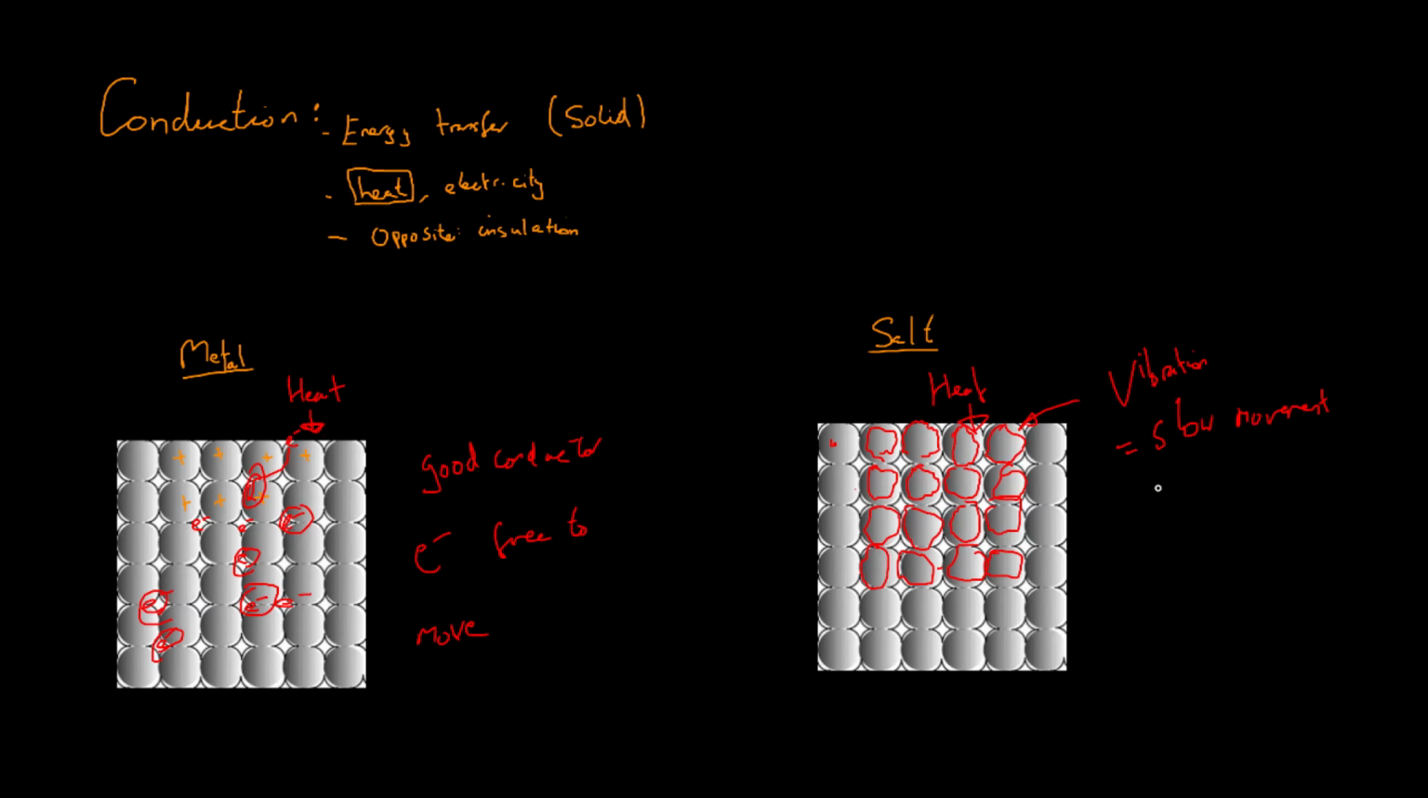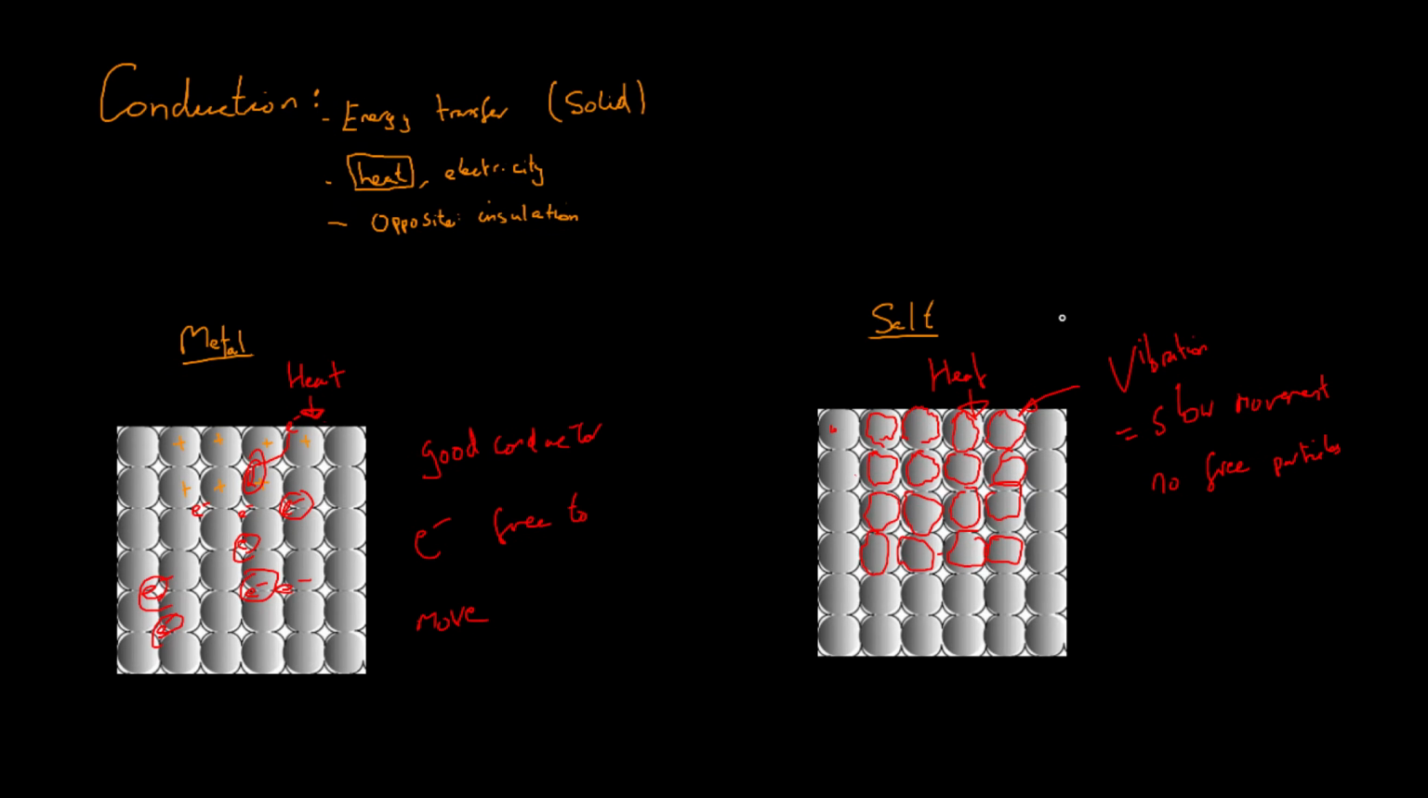We've got slow movement due to no free particles. No particles to freely carry heat. Okay, now importantly, we can test the difference in how good a conductor different materials are.